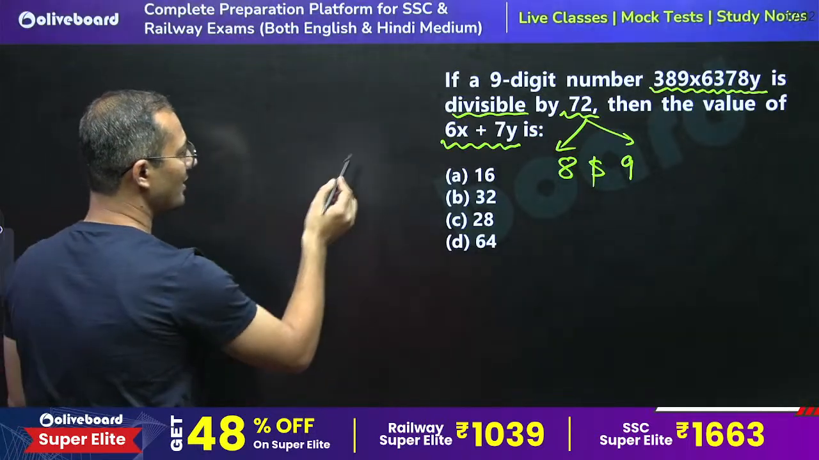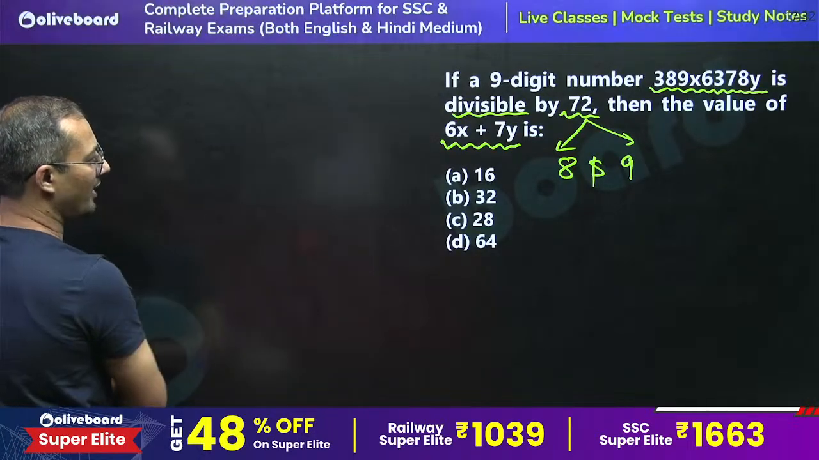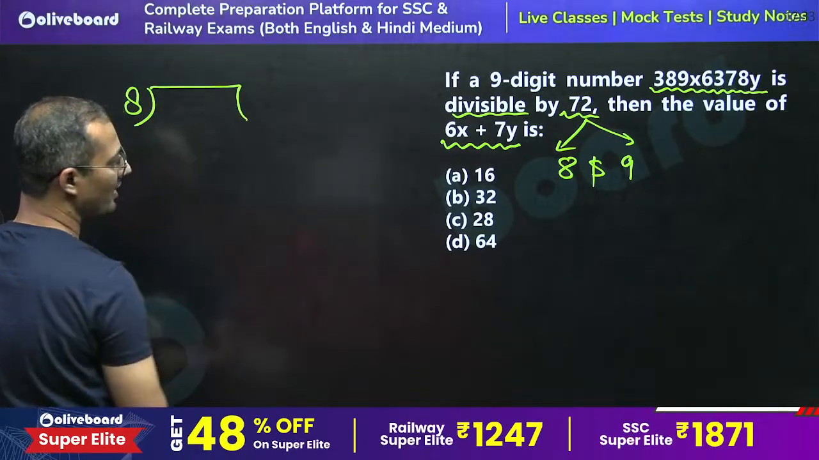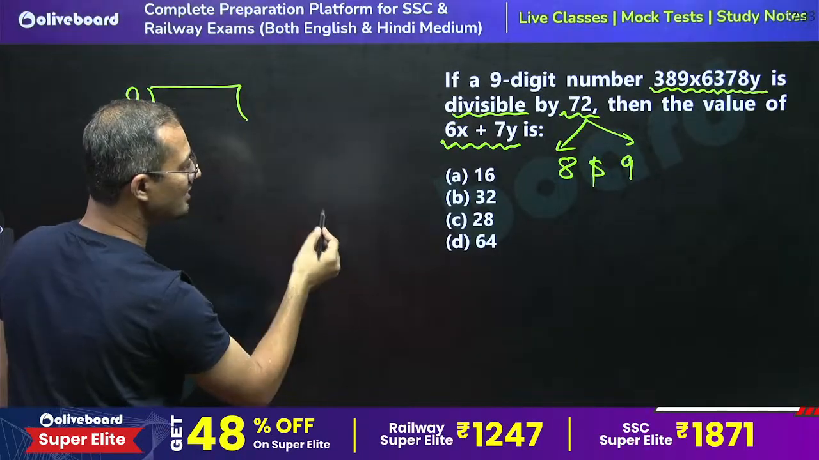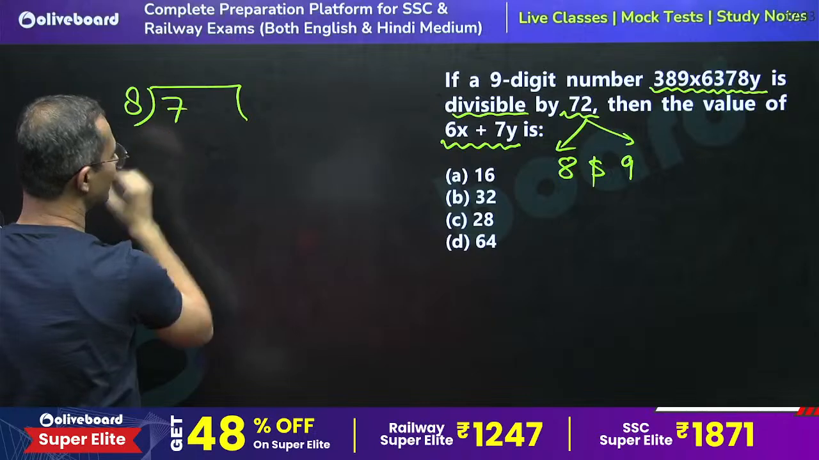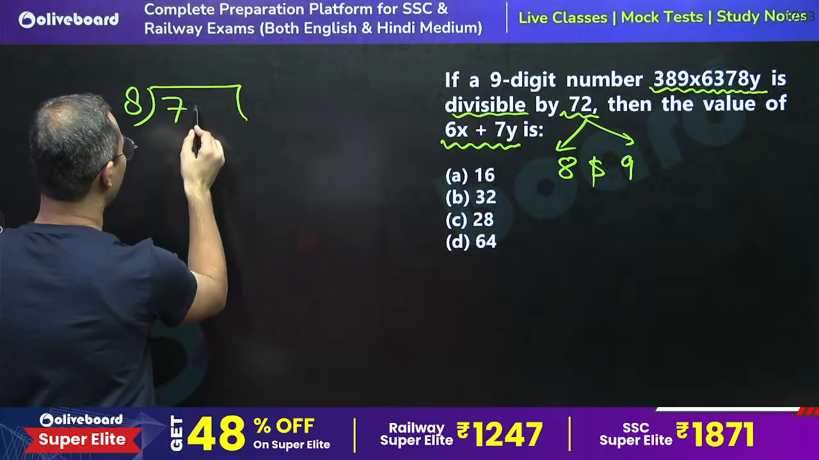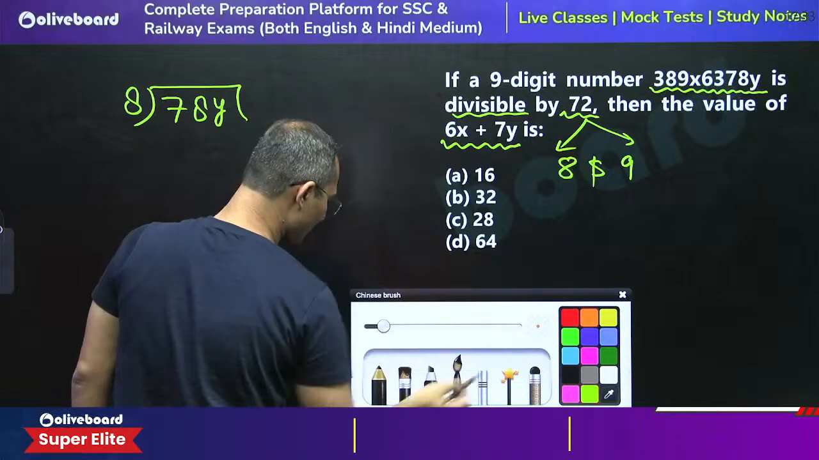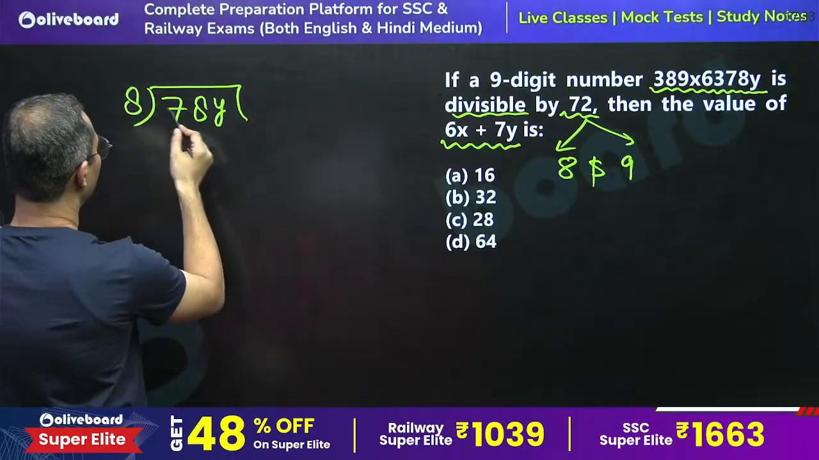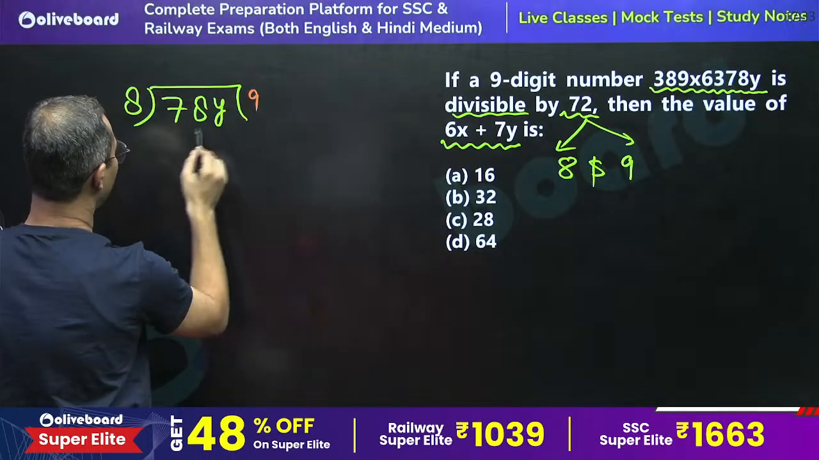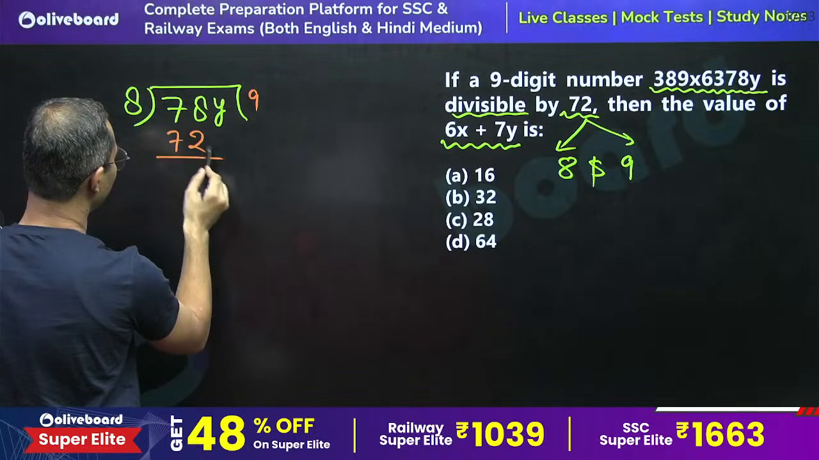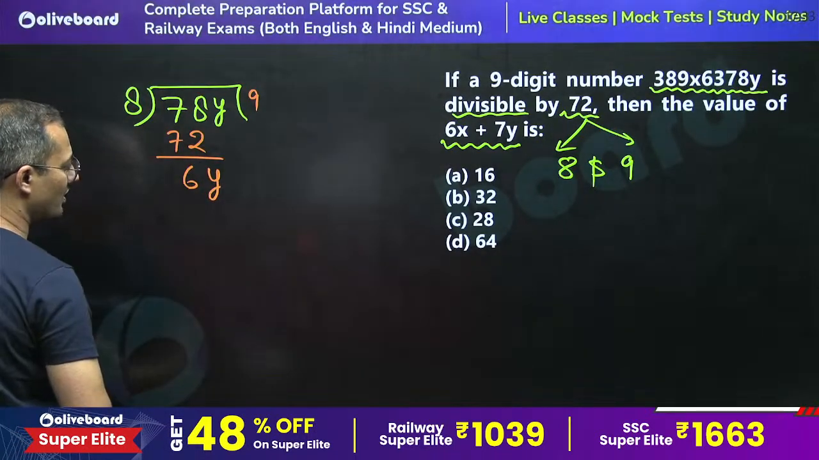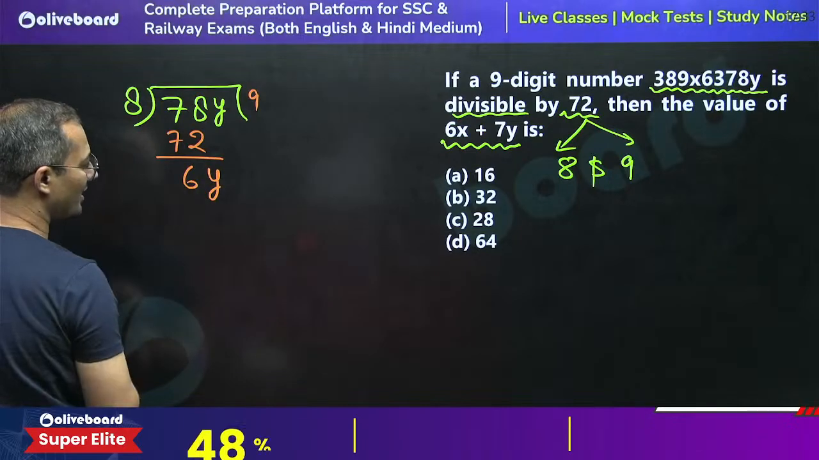So for checking the divisibility by 8, the last 3 digits must be divisible by 8. So just take the last 3 digits. What are the last 3 digits? The last 3 digits are 7, 8 and y. So we can say that 8 nines are 72, right? So we will get 6 here. Now what number should we take for y so that it is completely divisible by 8?